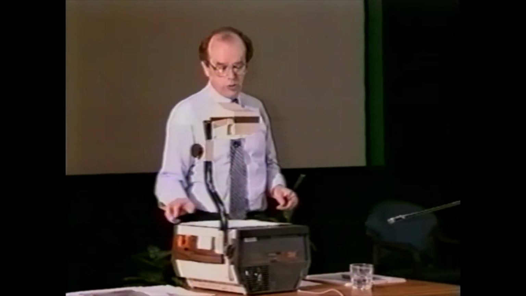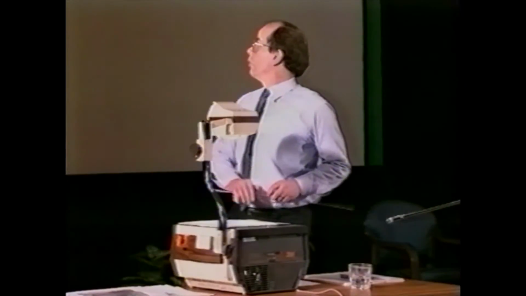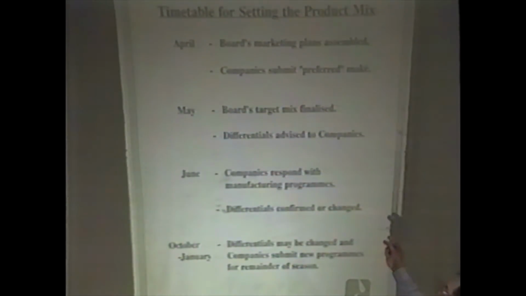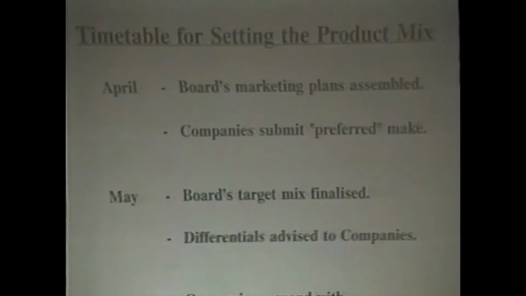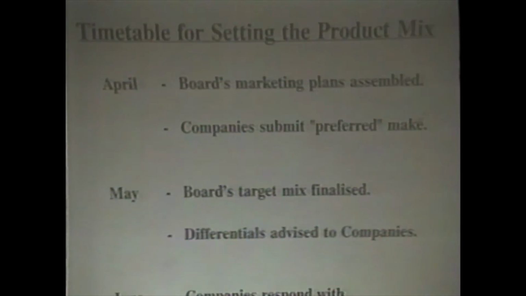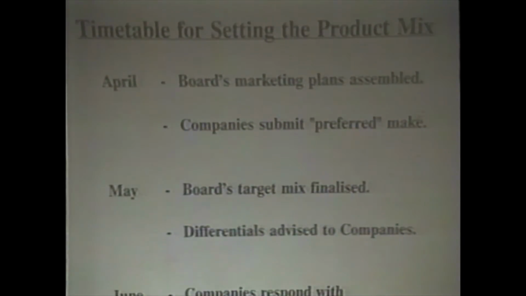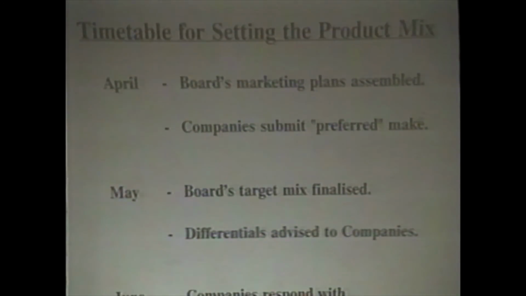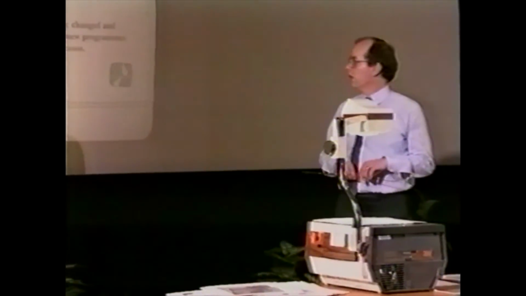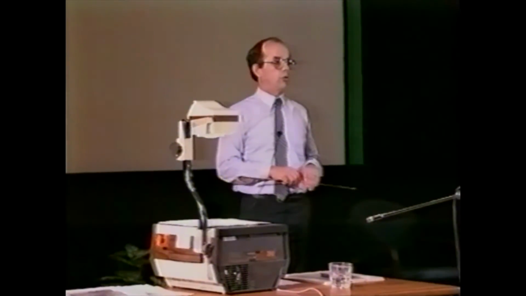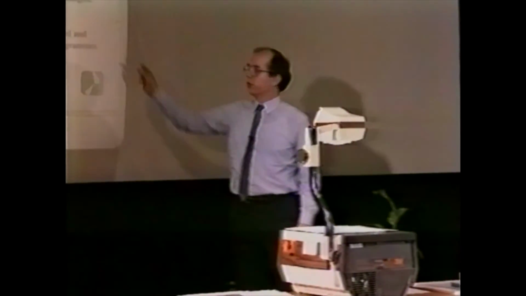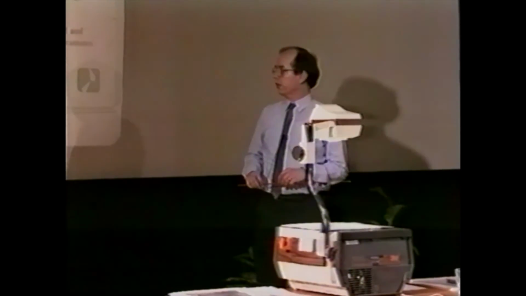The timetable for doing that: in April, the board's marketing plans were assembled and the industries submitted their preferred mixes. In May, differentials were advised to companies, and this week they will be responding to those differentials with their manufacturing programs. If they are in line with what the board requires, the differentials will be confirmed. Otherwise, we would alter the differentials and go round another loop for another month.